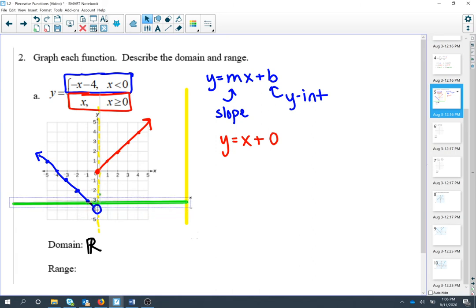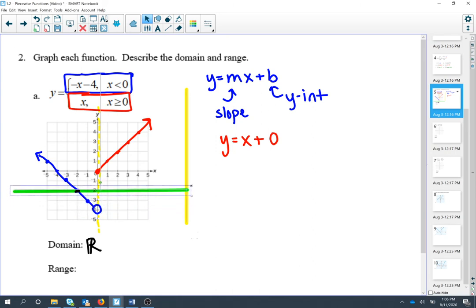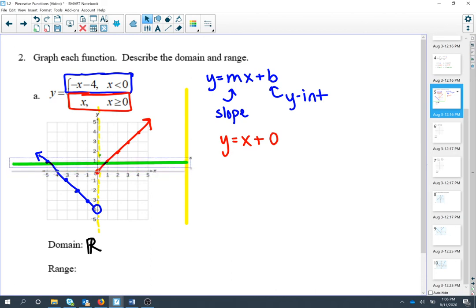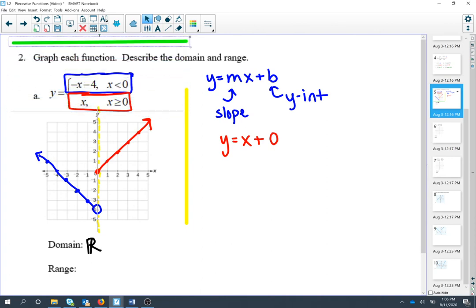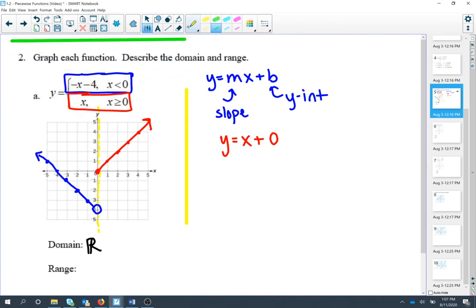Then we go up. Yep, we're touching the blue graph, touching both the blue and the red graph, and then we've got arrows that point up, so our range goes up to infinity. That tells me that my range is going to be -4 to infinity.